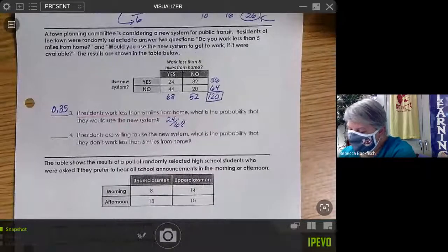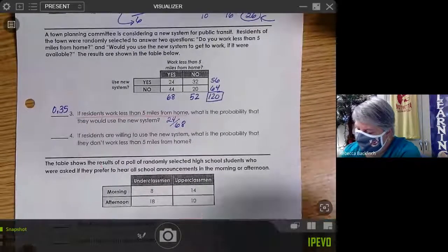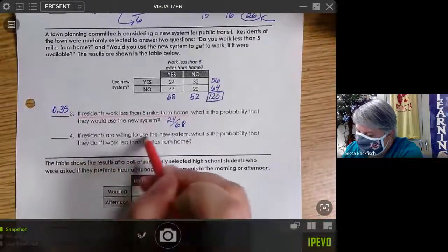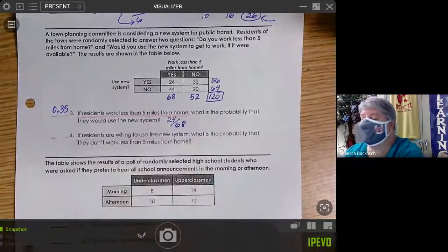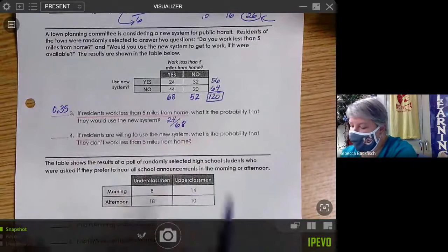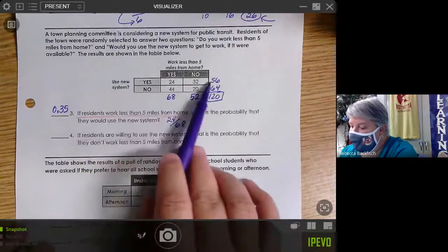If residents are willing to use the new system, okay, that's narrowing it down. Only out of people who are willing to. So that means the people who said, yes, I would use it. So that's 56 people.